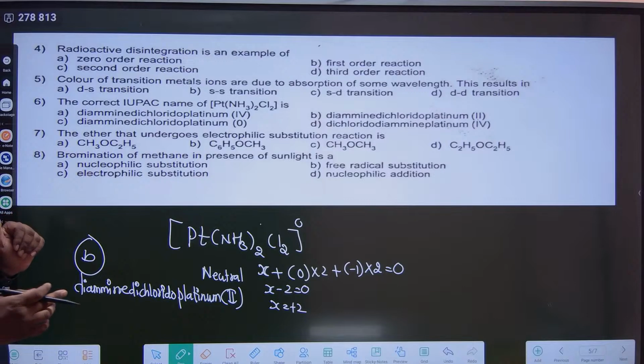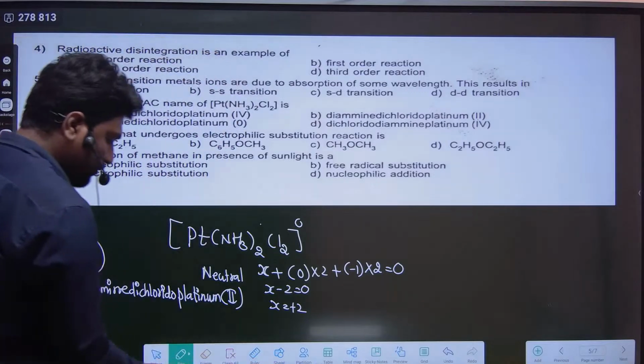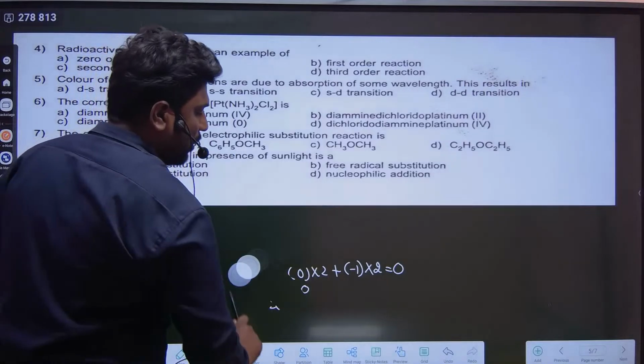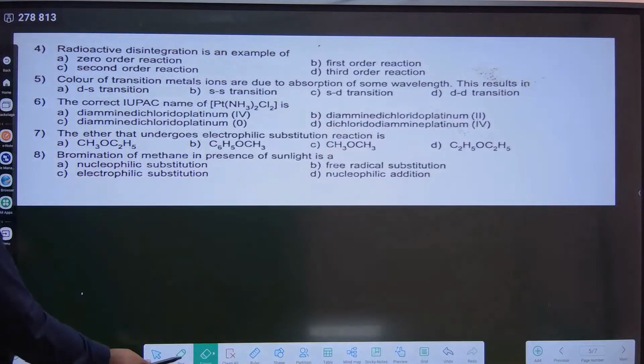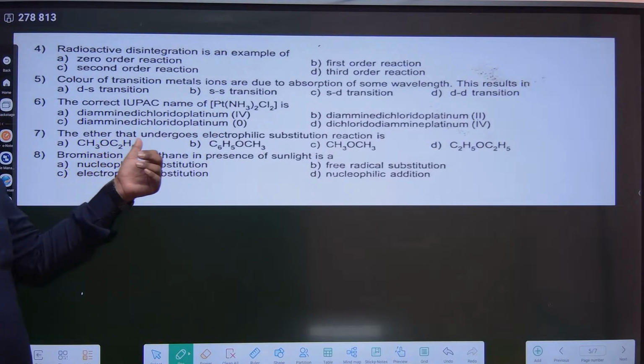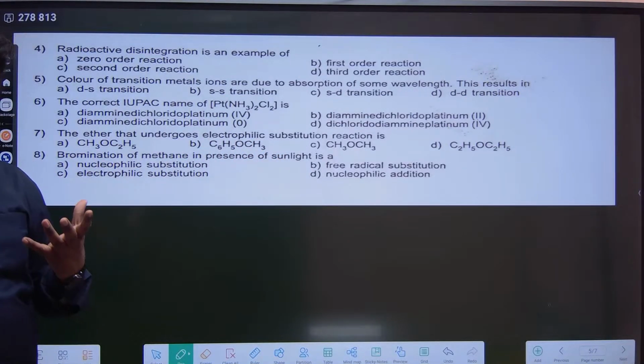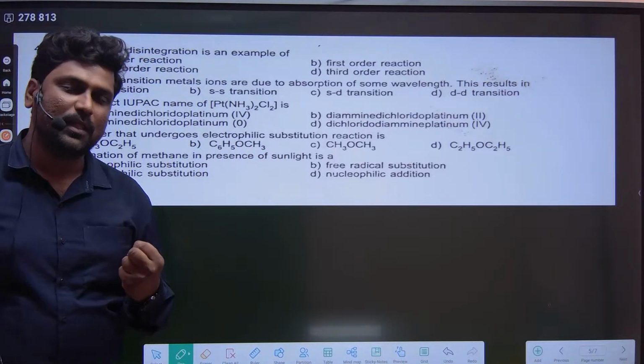The seventh question is coming from organic chemistry. You can check, the question is from alcohols, phenols, and ethers. See, I read the question: the ether that undergoes electrophilic substitution reaction. Usually, the electrophilic substitution reactions are done by what?